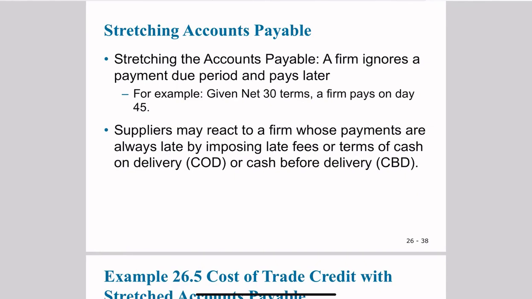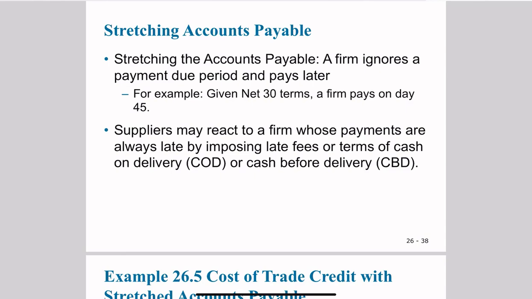Of course, sometimes firms will have their accounts payable days larger than the days indicated by their credit terms. In this case, the firm is stretching its accounts payable. So basically, this means a firm ignores a payment due period and pays later. So for example, if the suppliers give the firm net 30, in this case, the firm actually pays on day 45, then clearly this firm is stretching its accounts payable.